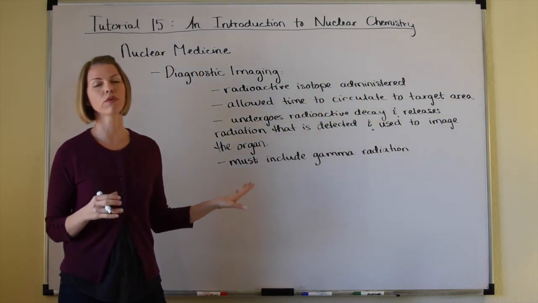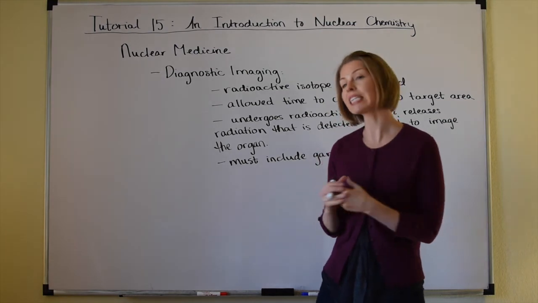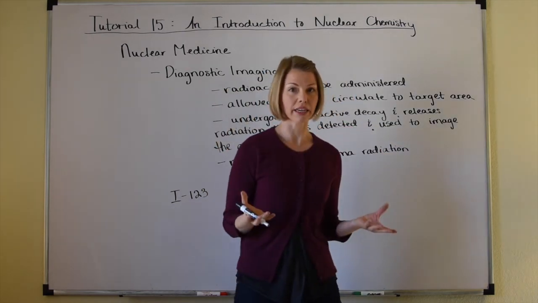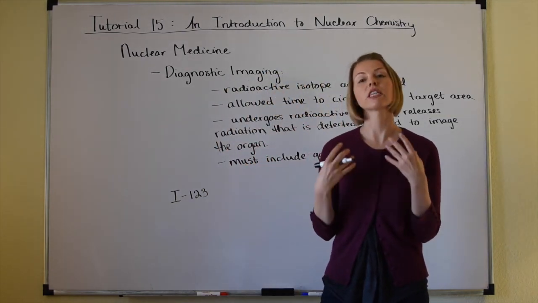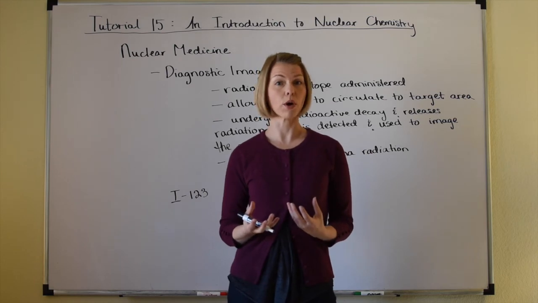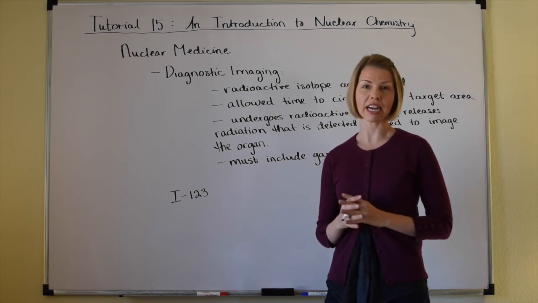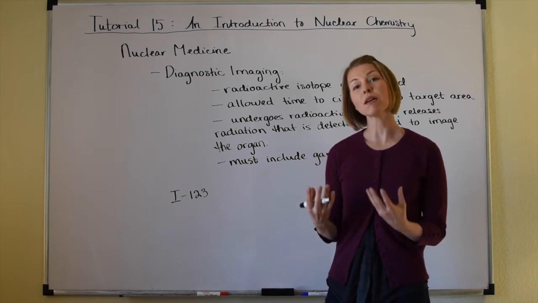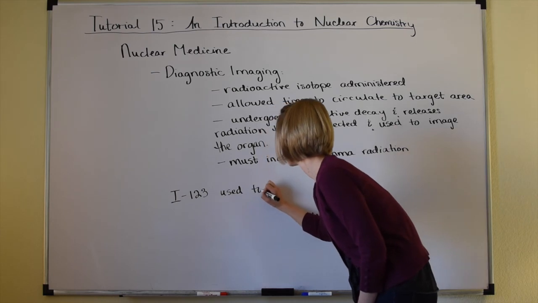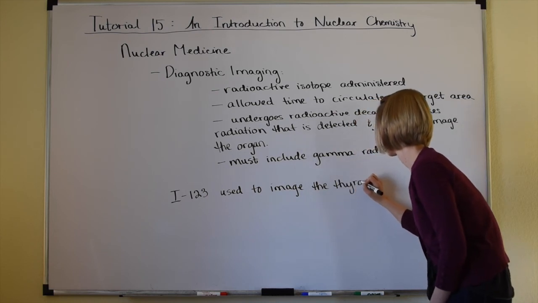All right, so a good example for diagnostic imaging using a radioactive isotope is the use of iodine-123, a radioactive isotope of iodine. And iodine is circulated to the thyroid gland, where it is utilized to synthesize the different thyroid hormones. And so iodine-123 is a great example of a radioactive isotope that is useful for imaging the thyroid. So I'll write here, used to image the thyroid gland.